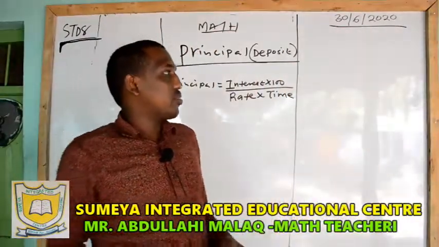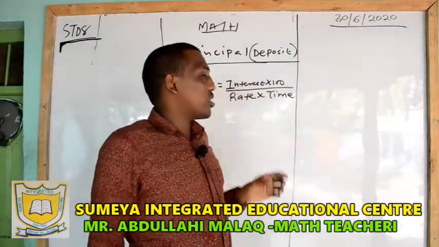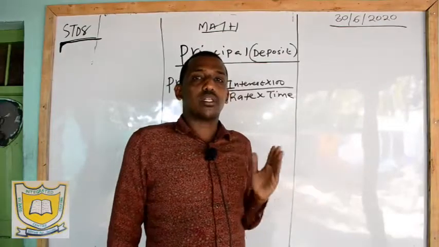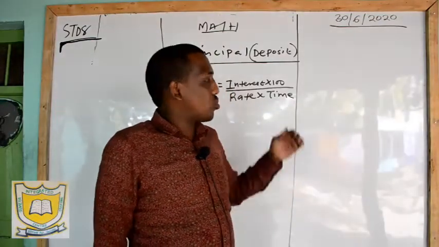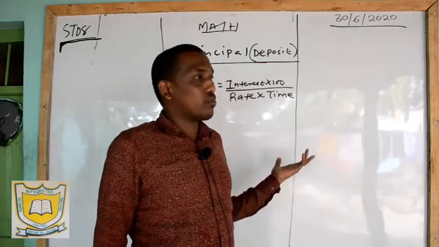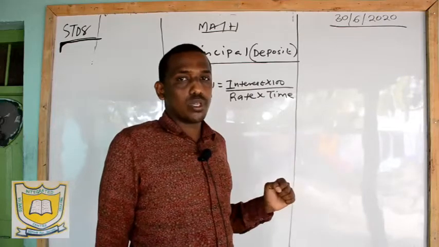Remember yesterday we introduced the symbol interest and we laid some formulas. We said interest is equal to principal times rate times time all over 100. And then we also proceed to amount, whereby we said to get amount, you get the interest, and after that you add the principal. That's how we get the amount.